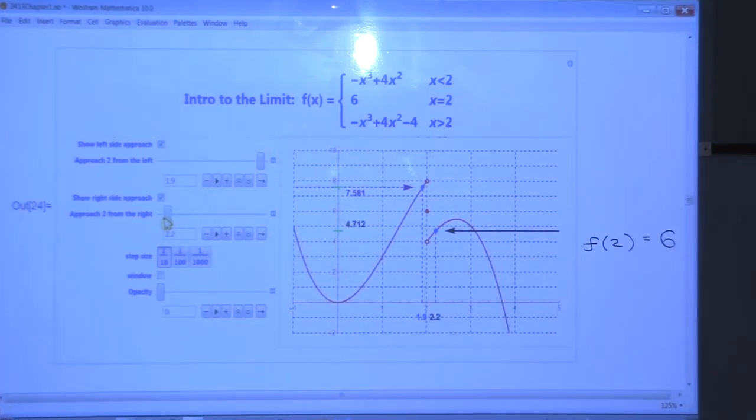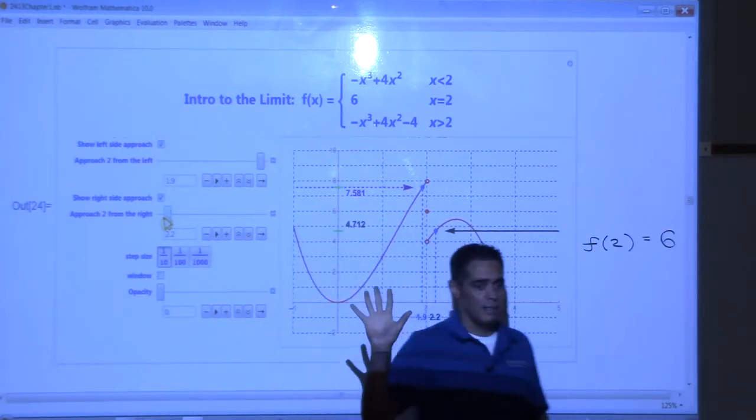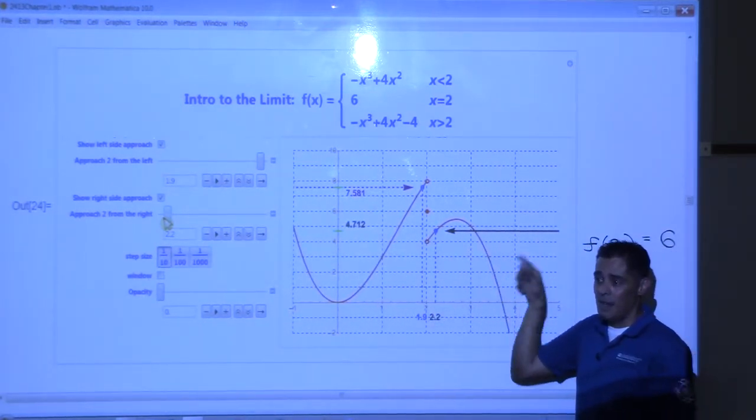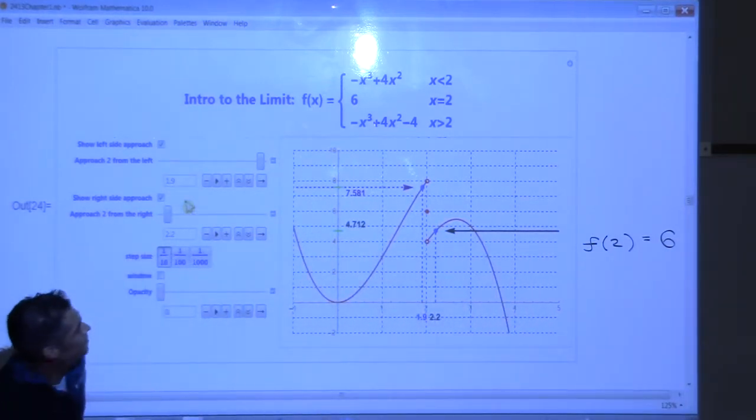And then you got 6 at 2. So now this is an example where none of them matched, right? From the left we get one thing, from the right we get something else, and then at that point we get something completely different. All right?